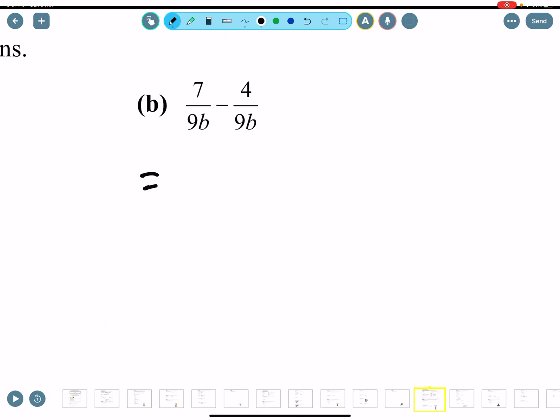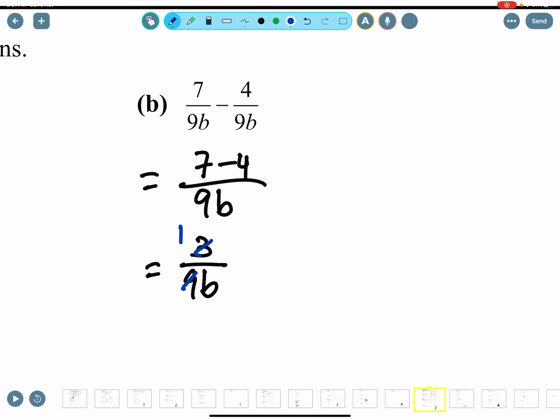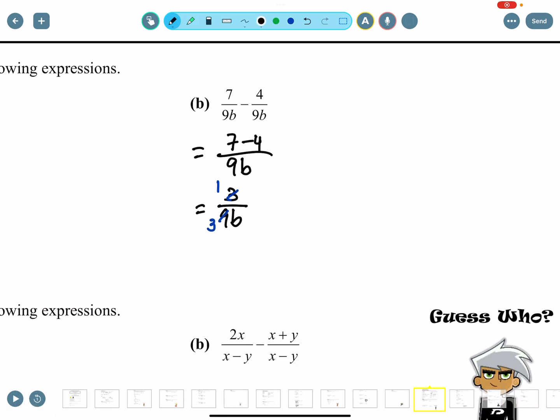Next question. Denominators are the same again. I can combine them immediately. 7 minus 4 over 9b. 3 over 9b. 3 over 9 can be further simplified to 1 and 3. Therefore, the final answer will be 1 over 3b.